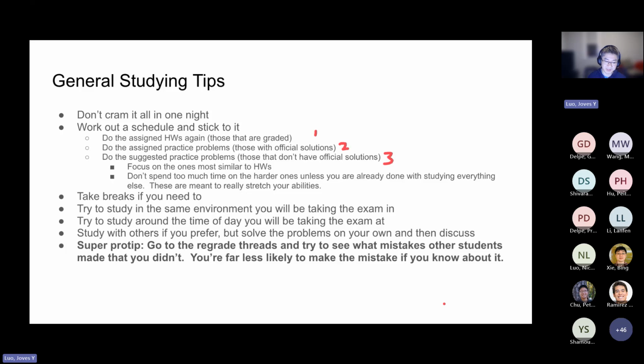And then my super pro tip is to go to the regrade threads and try to see what mistakes other students have made. I talk about this all the time. Other TAs have as well. Learning other people's mistakes helps you avoid them. Okay. And then, yeah, if you haven't submitted a solution, which is already a terrible, terrible idea, go read those threads.